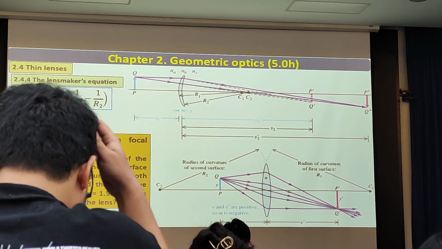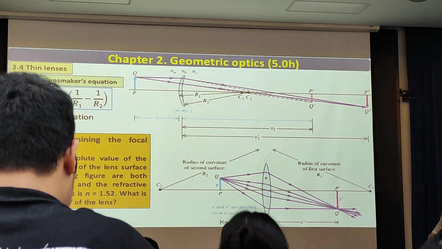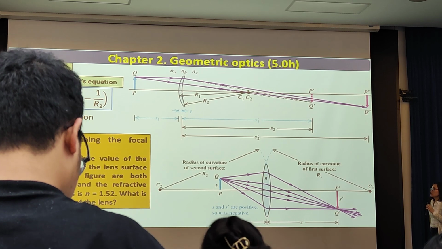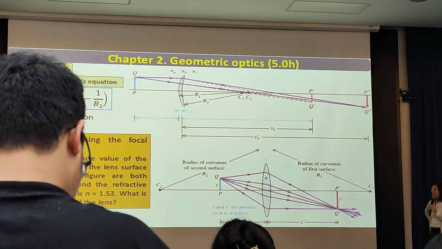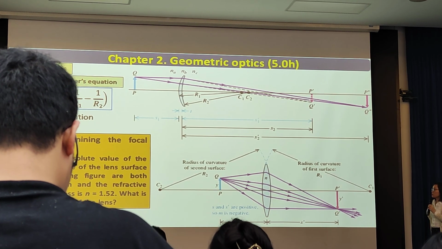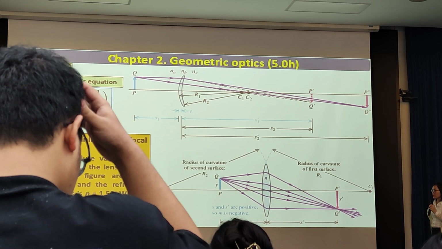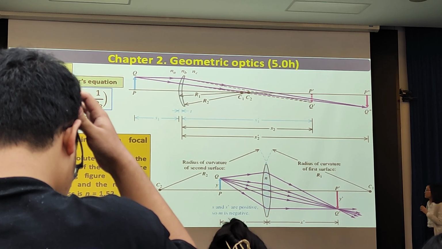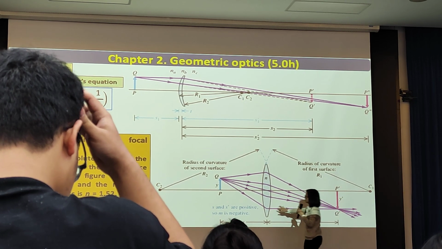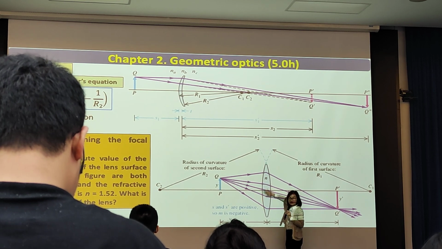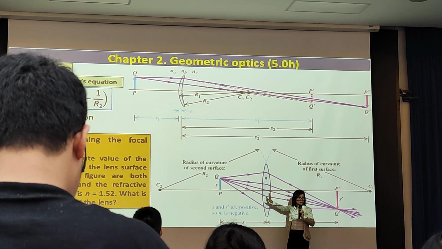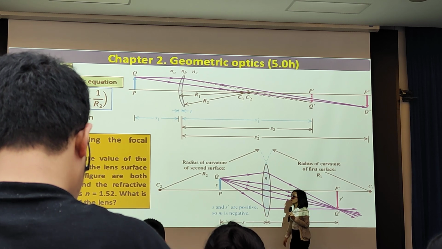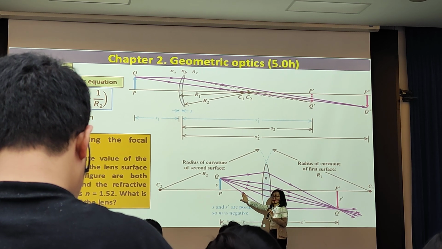Now we have one small example, and this one we will do together a bit. This example asks us to determine the focal length of a lens. Suppose the absolute value of the radius of curvature of the lens surfaces in the following figure are both equal to 10 cm, and the refractive index of the glass here is 1.52. I also told you the glass refractive index is normally around 1.5 last time, right? So here is one case. They ask us what is the focal length of the lens.